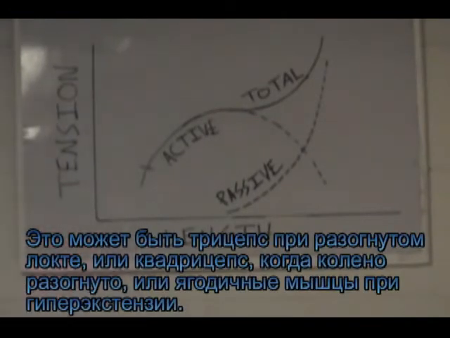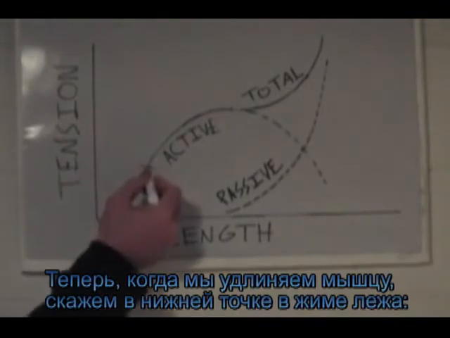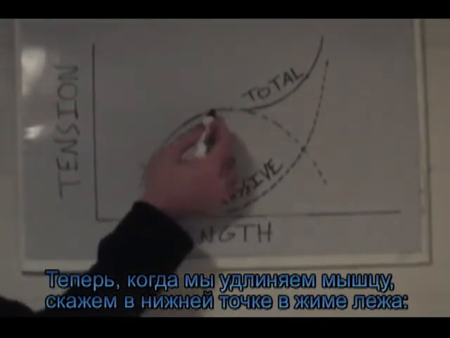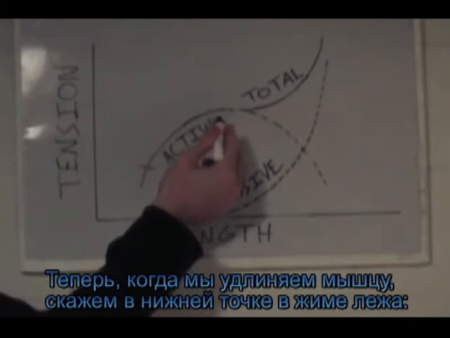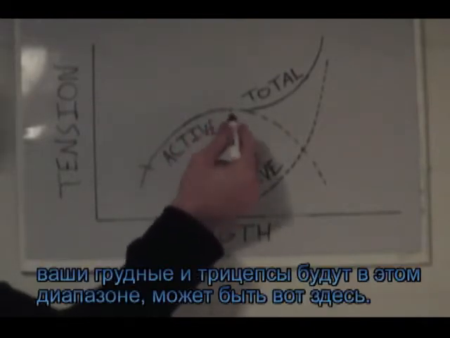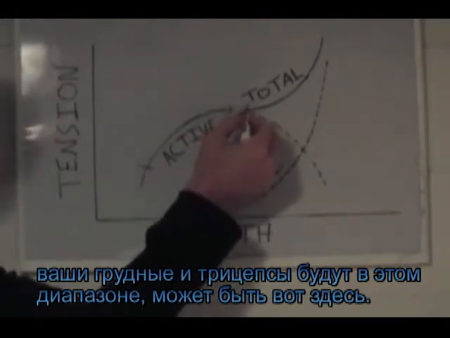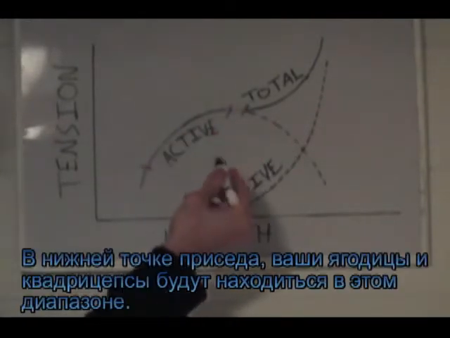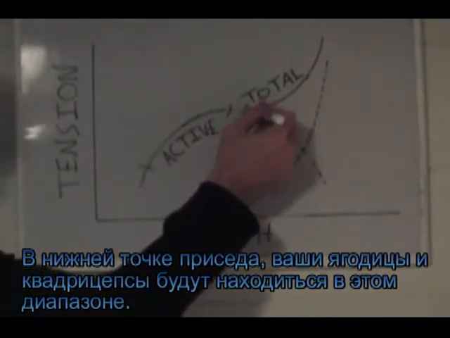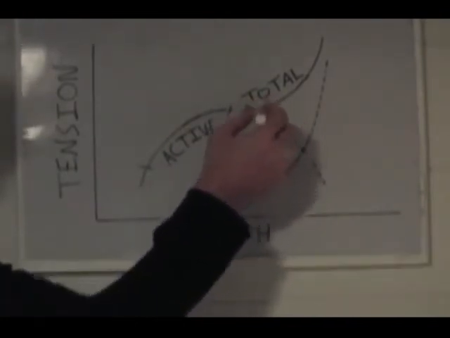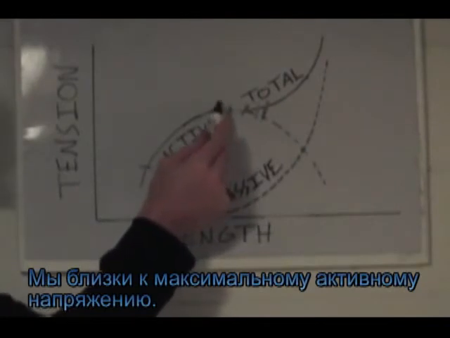Now that might be where the triceps are with the elbow extended, or about where the quads are with the knee extended, or where the glutes are when you're in some hyperextension. Then, as we lengthen the muscles, let's say we're at the bottom of a bench press. Your pectoralis and your triceps muscles are going to be somewhere out in this range, maybe out here. The bottom of a squat, your glutes and your quads, probably going to be out here in this range. Okay, so we're pretty close to our peak active tension.